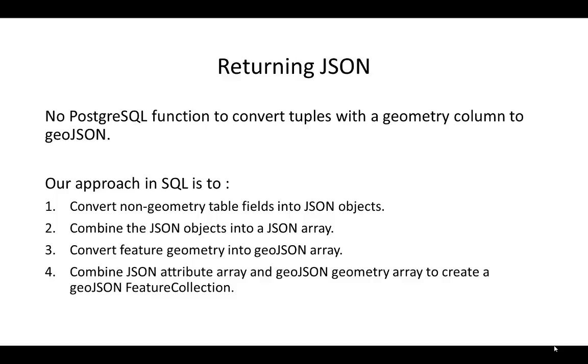So, what we've got to do to create our GeoJSON, what's called a feature collection, is convert our non-geometry table fields into JSON objects. We then combine those JSON objects into what's called a JSON array. We convert the geometry into a GeoJSON array. So we've now got a JSON array of attributes and a GeoJSON array of geometries. Then we combine the two to create our feature collection. And that's what we pump back to PHP, and then PHP just sends it off back to the client.